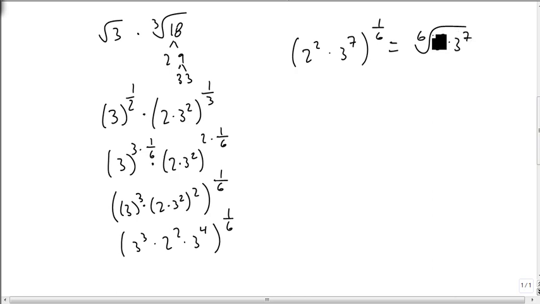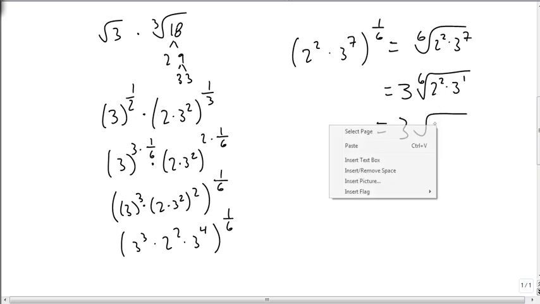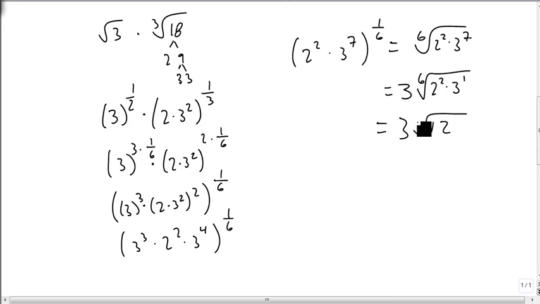I only have 2 2's. I need 6 to come out, so none of my 2's come out. But on my 3's, notice 7 is more than 6. So I can pull a single 3 out. And then 7 minus 6 is 1, so that's going to leave 1 3 still inside. And then we multiply this out. 2 squared is 4. 4 times 3 is 12. And I have multiplied my unlike indices.